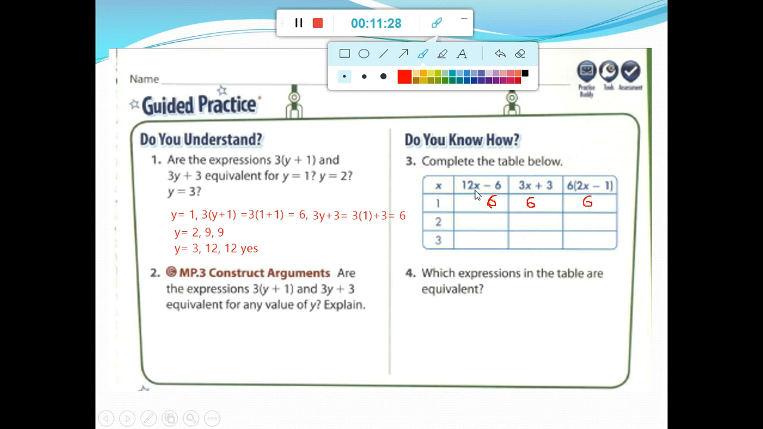Now when it is 2, 12 multiply 2 equals 24. 24 minus 6 equals 18. Here 3 multiply 2 equals 6 plus 3 equals 9. 2 multiply 2 equals 4. 4 minus 1 equals 3. 3 multiply 6 equals 18.